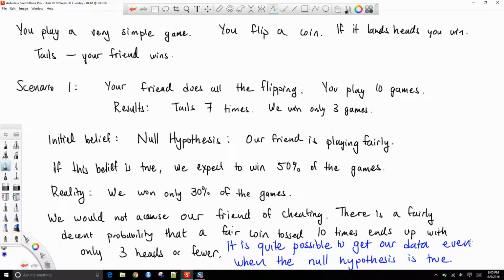Do you remember what the p-value is? The p-value is the probability of getting our data if we assume the null hypothesis is true. So if we say it's quite possible to get our data even when the null hypothesis is true, does that mean our p-value is big or our p-value is small?